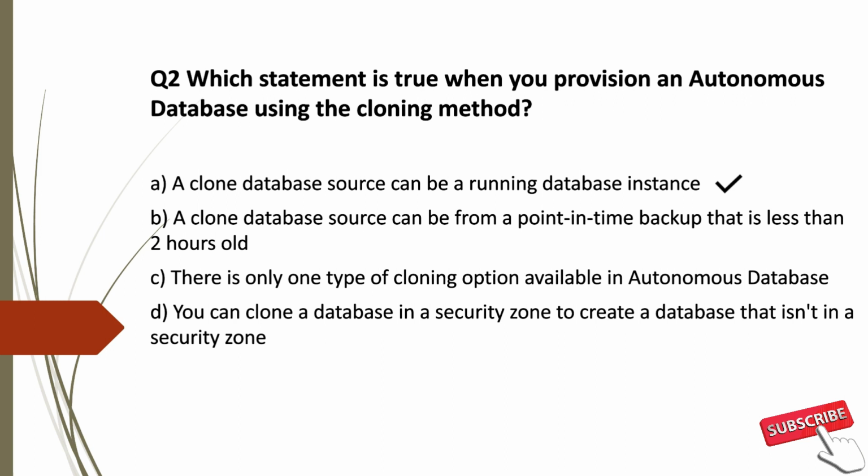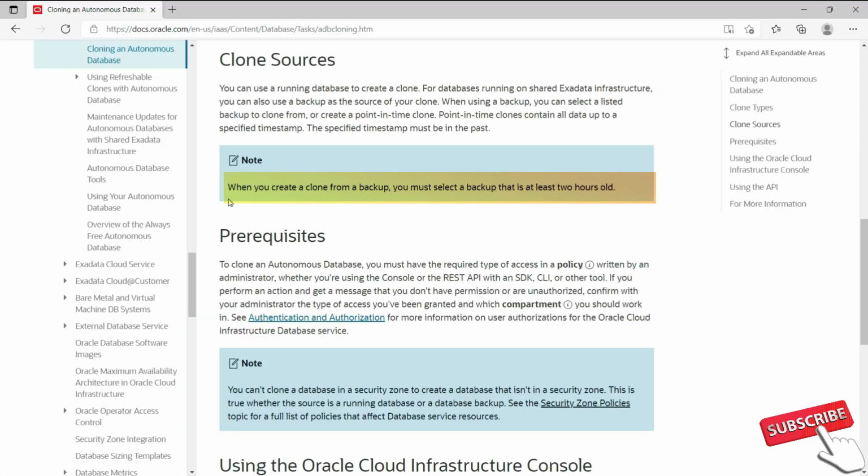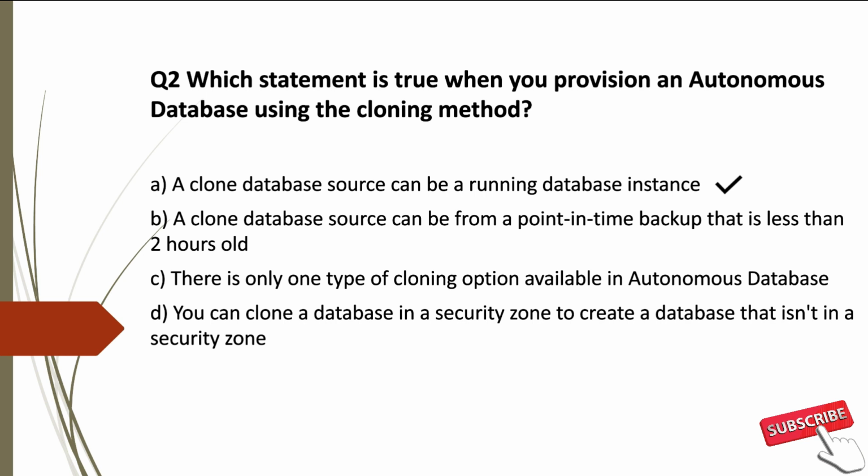Option B. A clone database source can be from a point-in-time backup that is less than 2 hours old. As per the OCI doc, when you create a clone from a backup, you must select a backup that is at least 2 hours old. So the first part of option B is correct: a clone database source can be from a point-in-time backup. But the second part is incorrect. As per the question, it is less than 2 hours, but as per the Oracle doc, it is at least 2 hours. That means greater than or equal to 2 hours. So option B is incorrect.